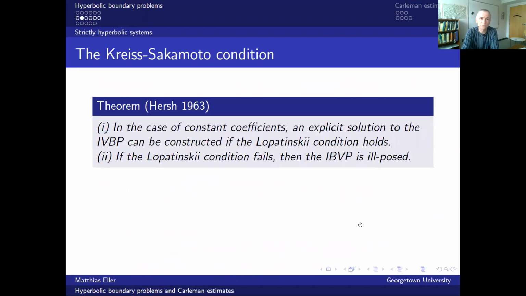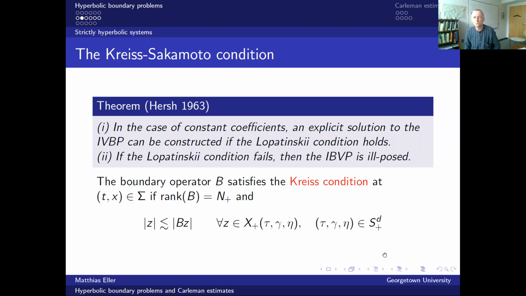And then Hersh also has a theorem. For constant coefficients only, he can construct an explicit solution as long as the Lopatinskii condition holds. On the other hand, it's essentially an up or down vote. If the Lopatinskii condition fails, then the initial boundary value problem is ill-posed. Okay, rather similar, but a uniform version of this condition was used by Heinz-Otto Kreiss in 1970, where he basically says, well, I don't want to have just the intersection with the kernel being empty, I want it with an estimate.